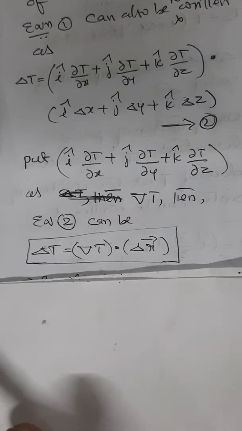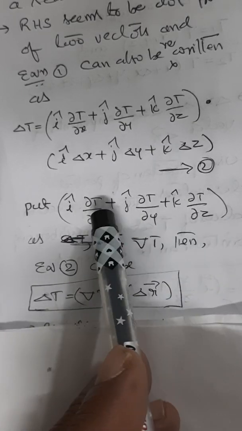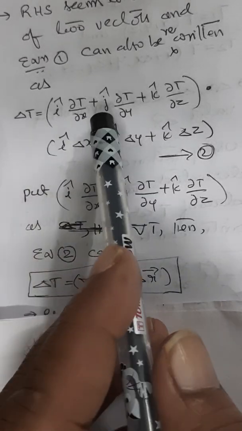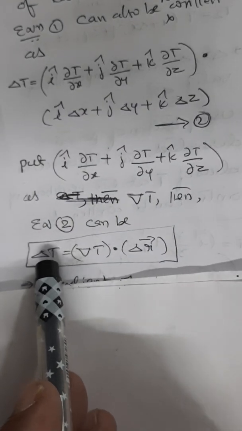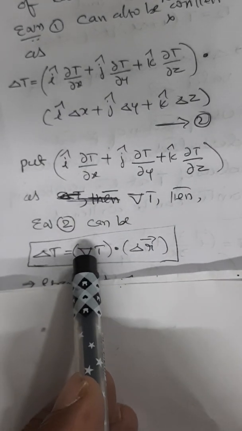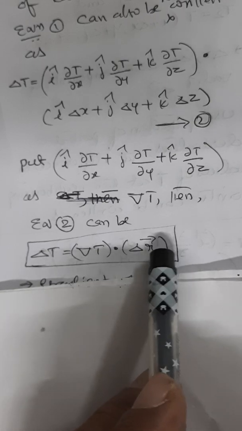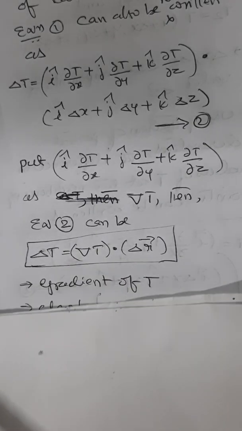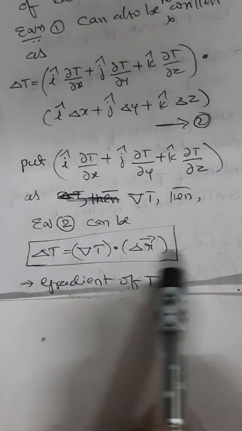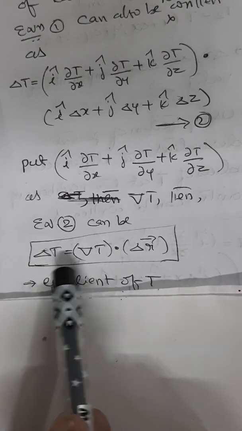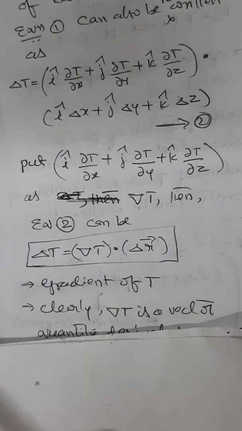So, how do we write this? This is dr only. This is a change in all the three directions, dr or delta r. Therefore, when you substitute, this entire equation will become delta T is equal to del T dot delta R. This is what is to be called the gradient of temperature.